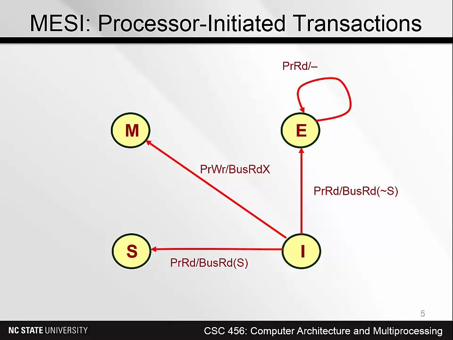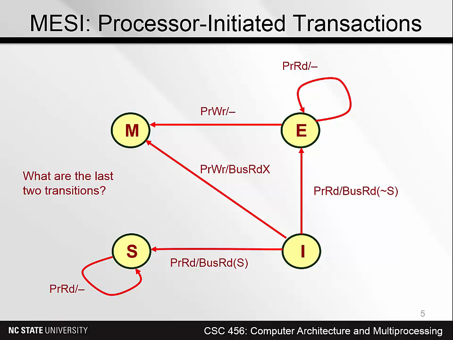If a line is in state E and is read, then it stays in state E and no bus transaction is necessary. But if it is written, it has to change to state M. Note that no bus transaction is needed. This is the strength of the MESI protocol. If a line is in state S and is read, then it stays in state S and no bus transaction is necessary. Now see if you can fill in the last two transitions.